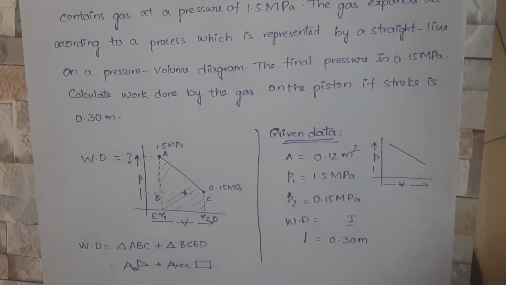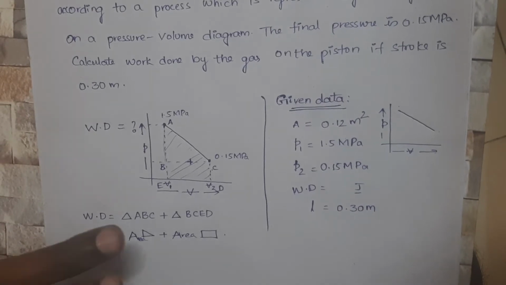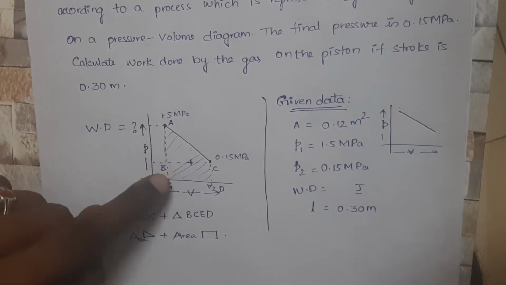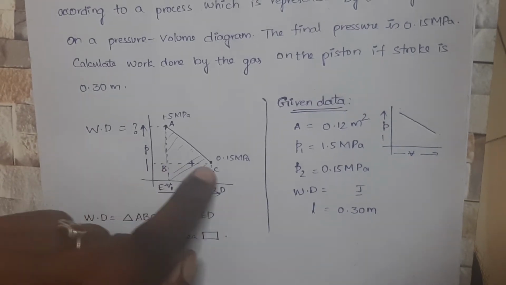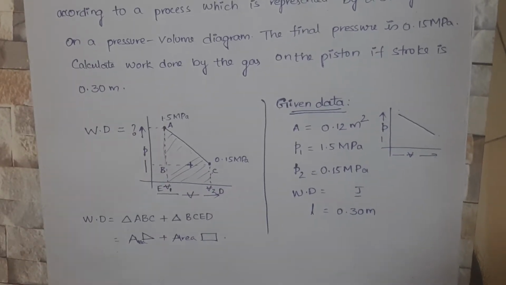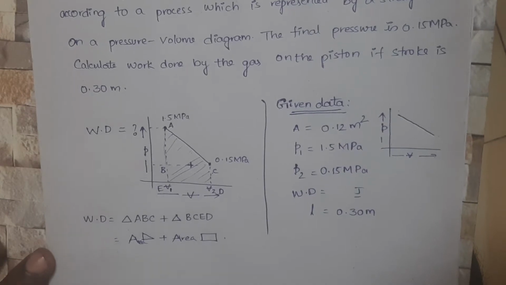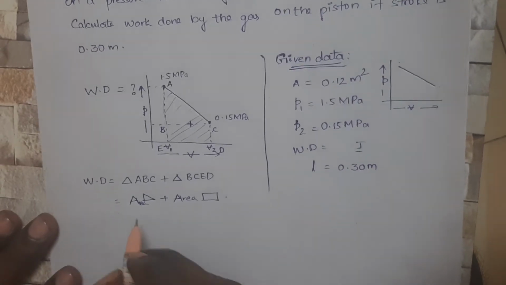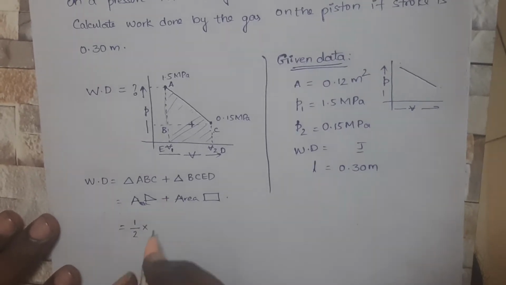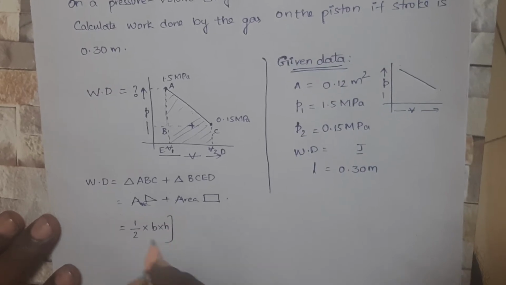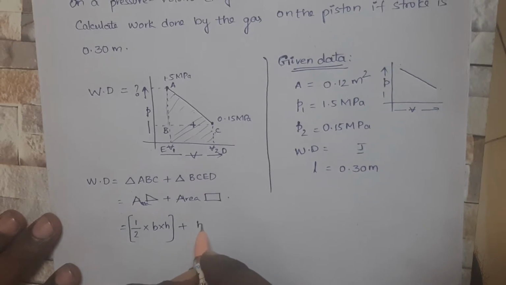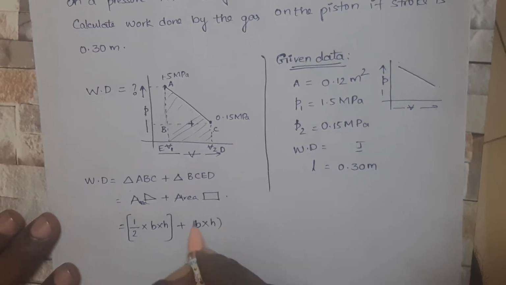For calculating the work done, we have to get the values of BC, AB, etc., to solve this. And one more thing: area of triangle is half into base into height, plus the area of rectangle, base into height, or L into B, something like that.